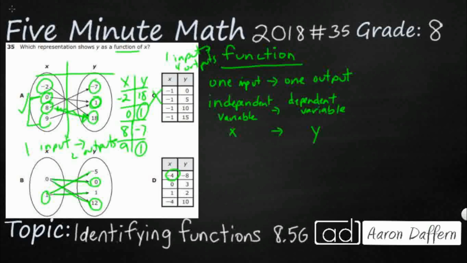And then D, here's your problem. You've got -4 twice. It leads to 2 separate outputs. So our answer is A.